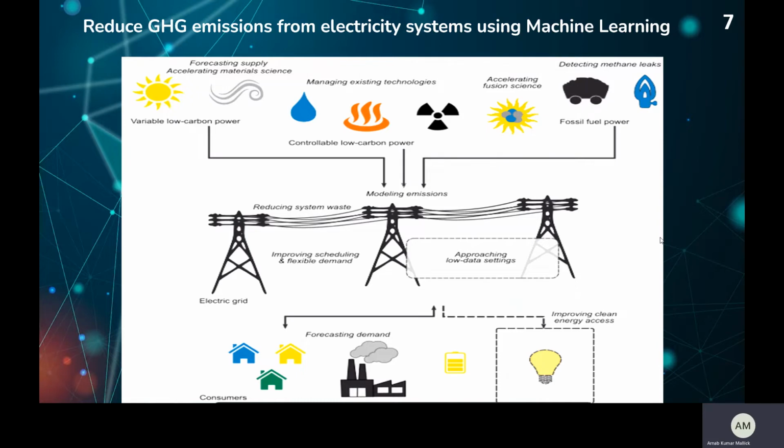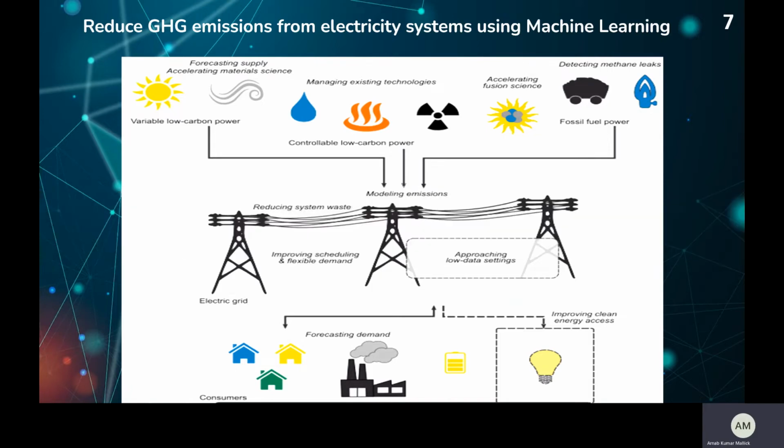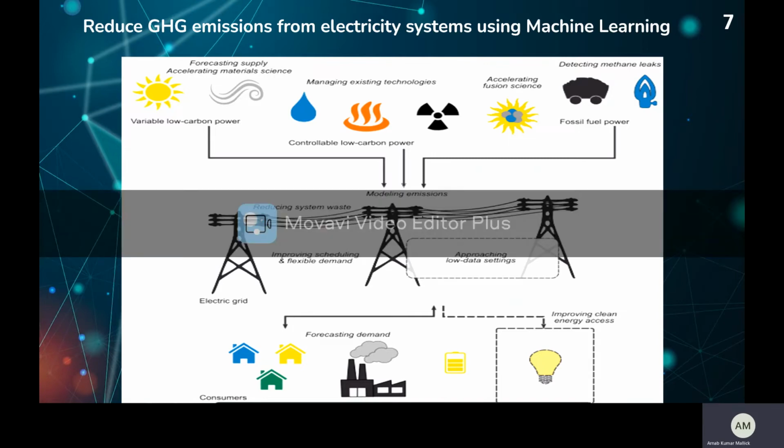Firstly, reducing greenhouse gas emissions from electricity systems using machine learning. For electricity systems, we need to reduce dependency on fossil fuels. We can develop short-term and long-term forecasting models using machine learning for predicting the availability of wind and sunlight for generating electricity from variable, low carbon sources like wind turbines and solar panels, etc., which depend on external factors. And also for predicting where and when to build wind turbines or solar panels.